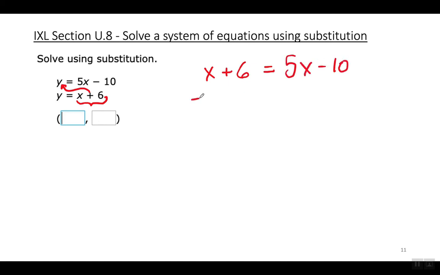So x plus 6 equals 5x minus 10. Now I'm going to solve for x. I'm going to move this x to the right by subtracting, and I'm going to get 4x, and minus 10 to the left by adding.